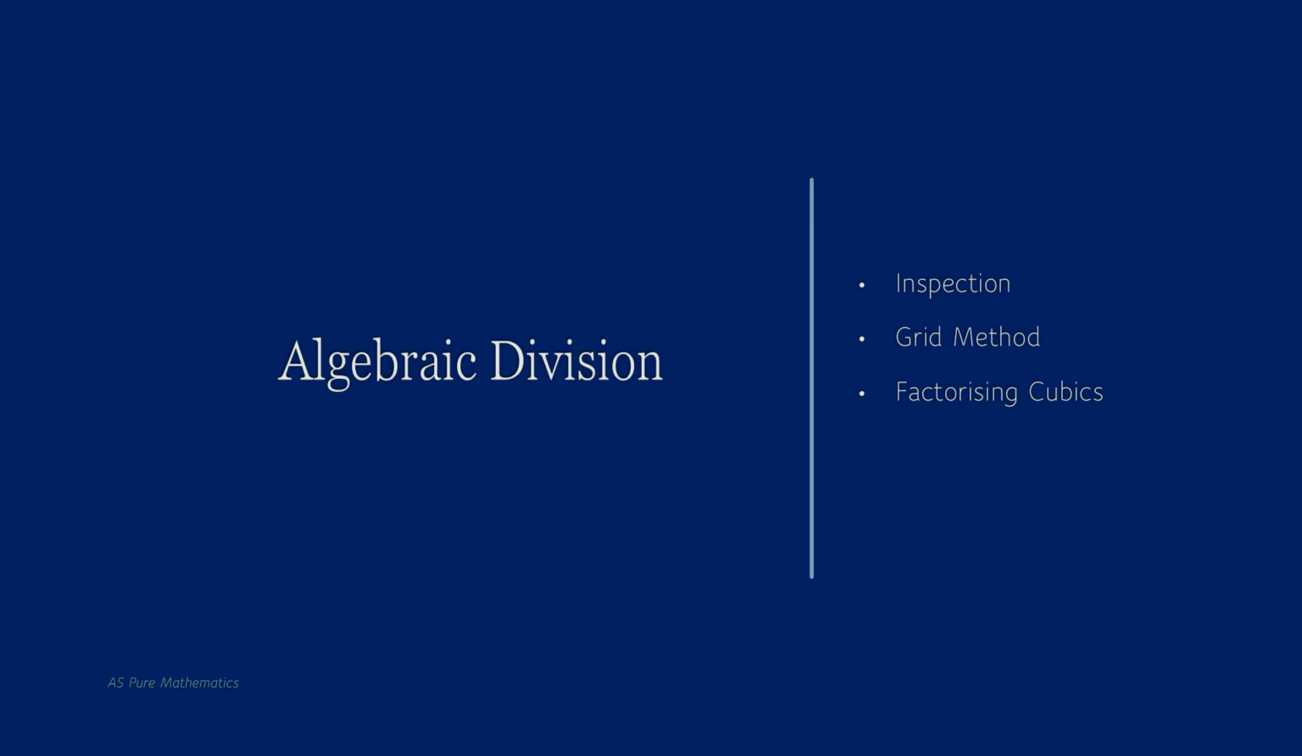This is AS Pure Mathematics. We're looking at algebraic division, which goes alongside Chapter 10 in the Pure Notebook and can be used with factor remainder theorem and factorising cubics.